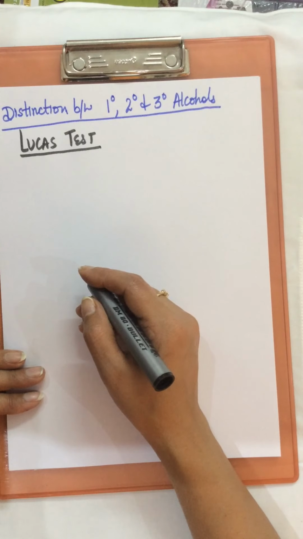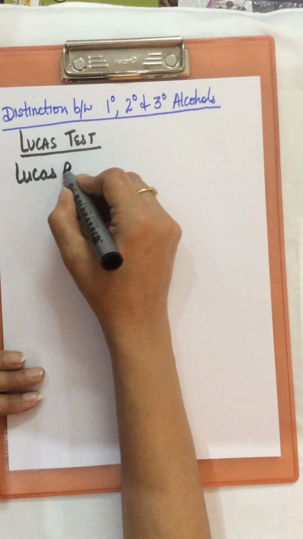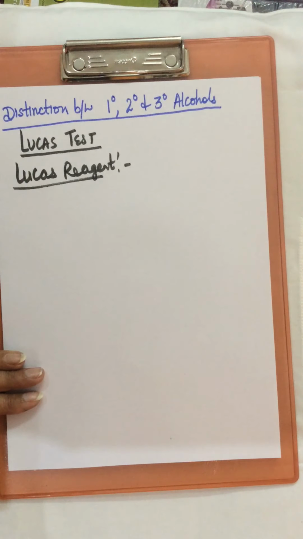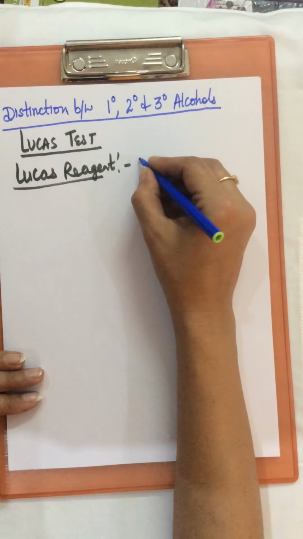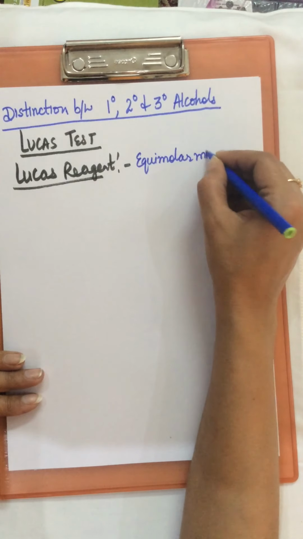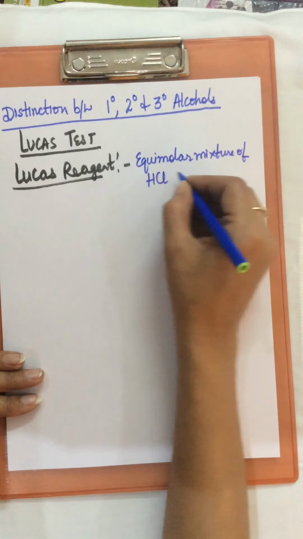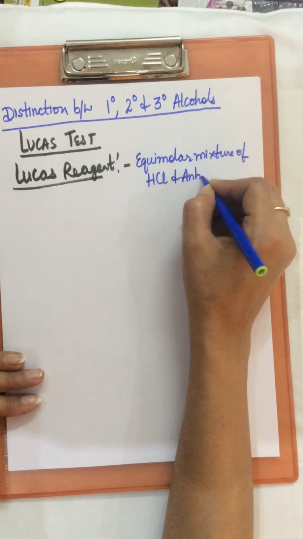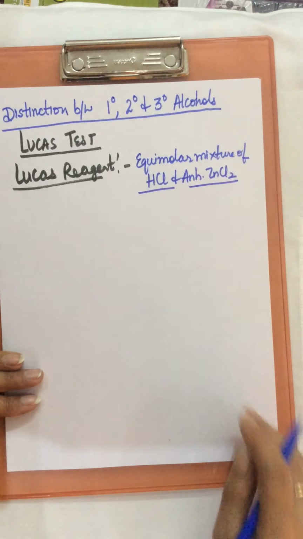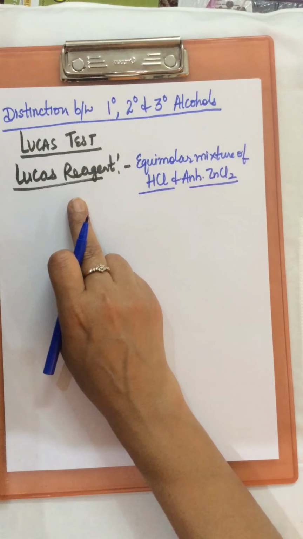In the Lucas test we use a reagent. The name of that reagent is Lucas reagent. What is Lucas reagent? It is an equimolar mixture of HCl and anhydrous zinc chloride. Take equal moles of HCl and anhydrous zinc chloride, mix the two, and that will become Lucas reagent.